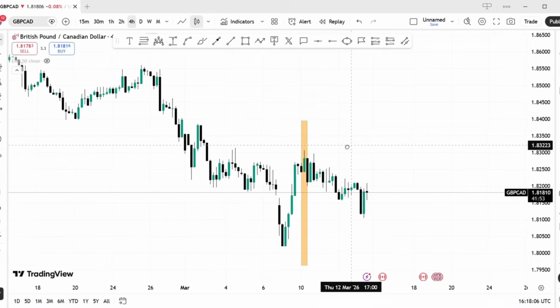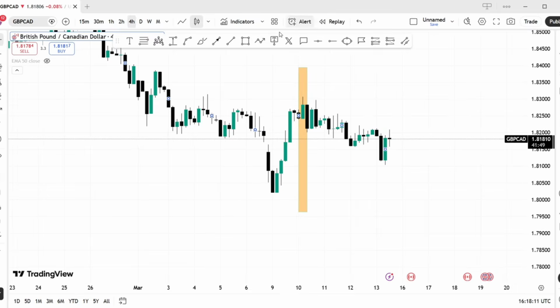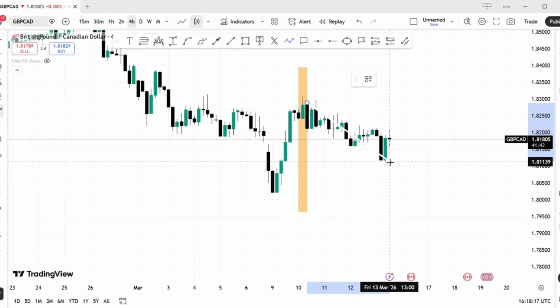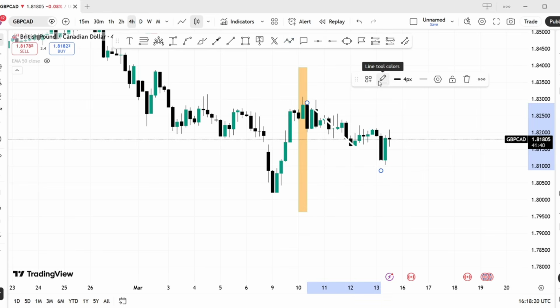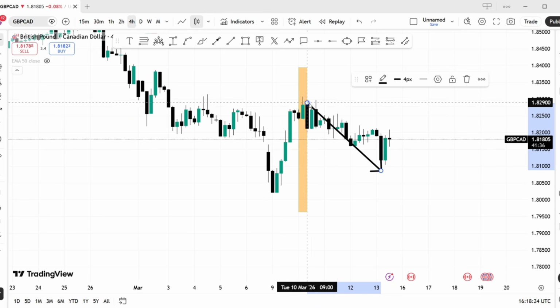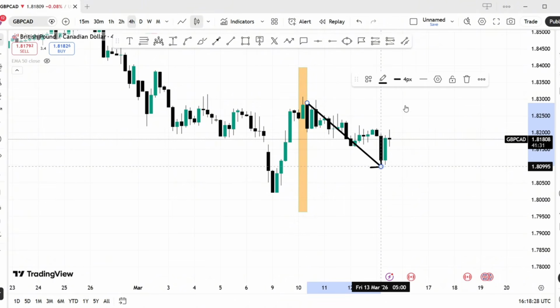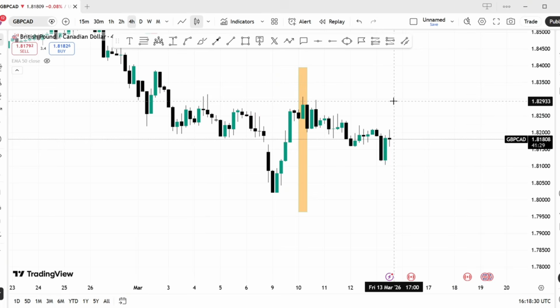Okay, so now I want to show you guys how I was able to catch this trade, right? I caught the trade from the orange line you're seeing here to this bottom point here. This is the trade I took this week, right? So let me explain it for you guys in simple terms.